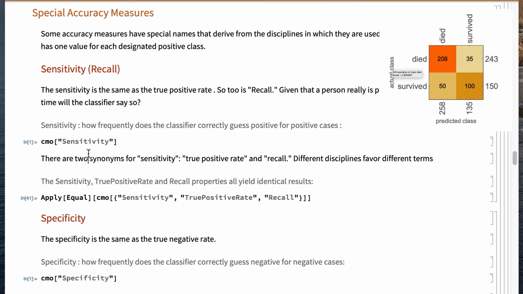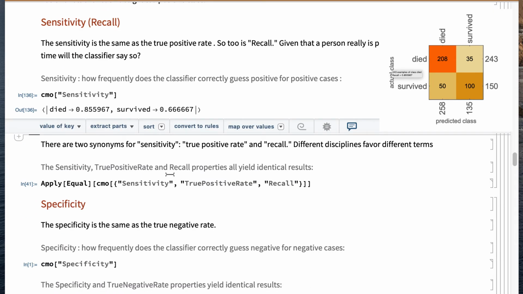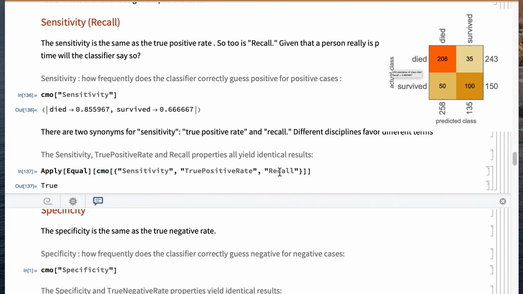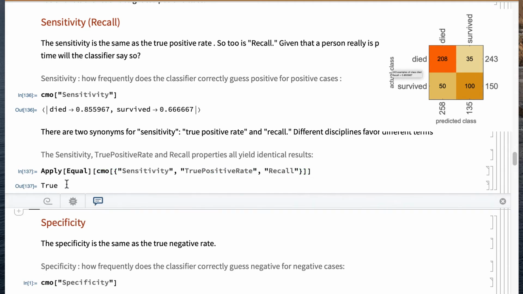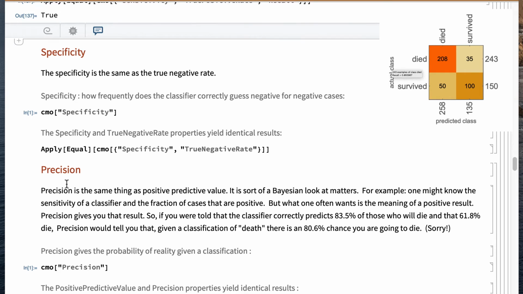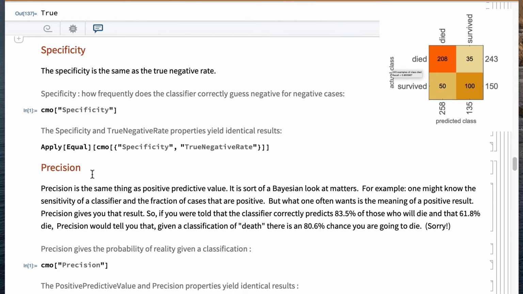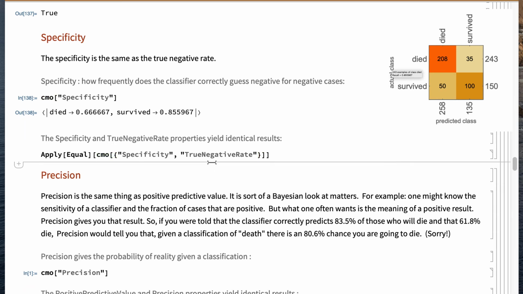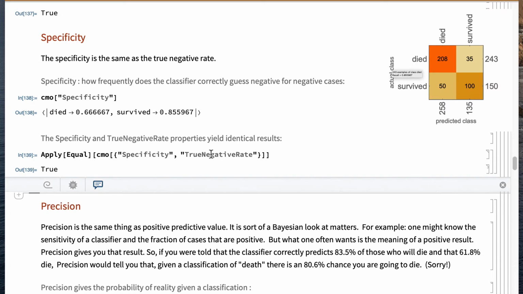You can ask for that property simply by putting in sensitivity. You could also put in true positive rate, or you could put in recall, and you get exactly the same thing. Specificity is exactly the same thing as the true negative rate. How frequently does the classifier guess negative when the person really is negative? So there we go, and we can see that the specificity is exactly the same as the true negative rate.